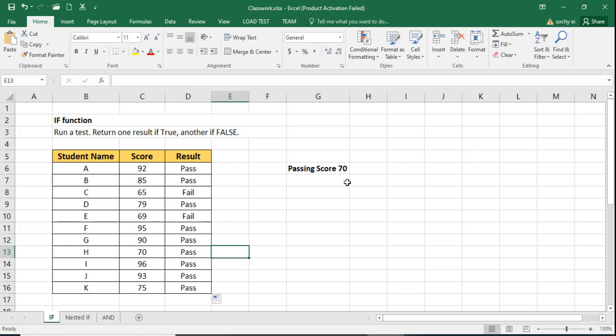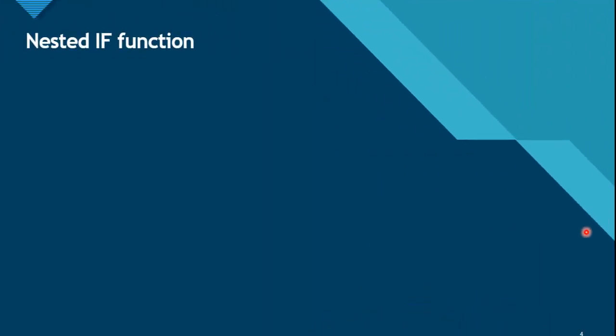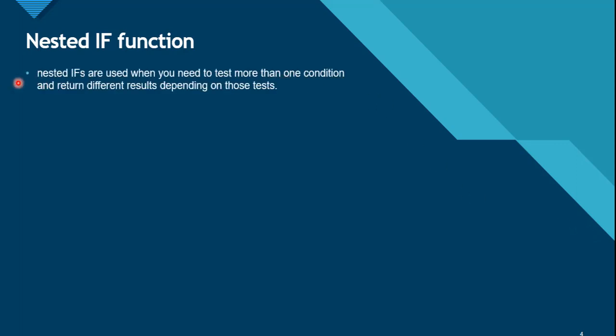So now check that one. You see, if less than 70, it shows fail, on the 2 students. Yes, this one is less than 70. Okay, so let's move to the next: nested IF functions. So what is a nested IF function? As you see, nested IFs are used when you need to test more than one condition.